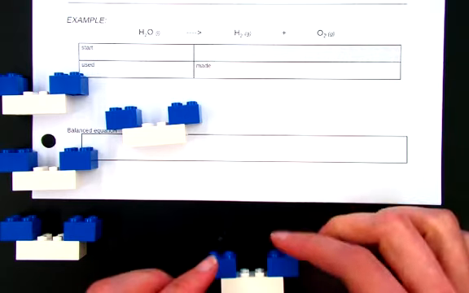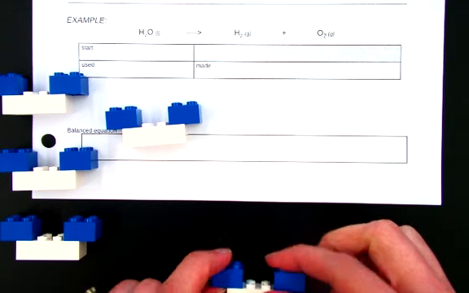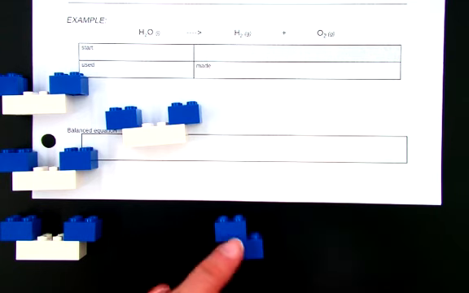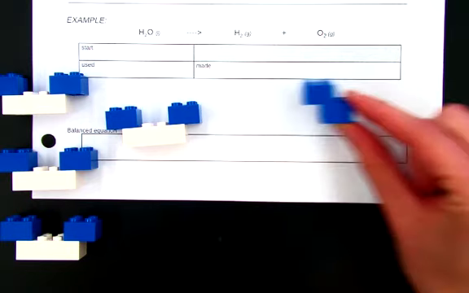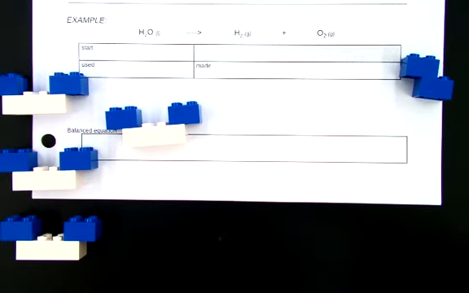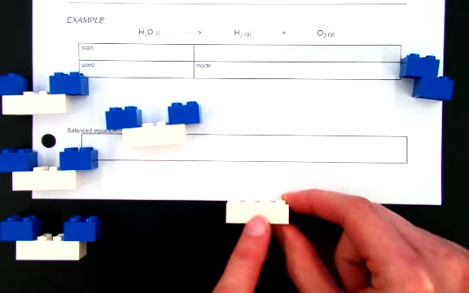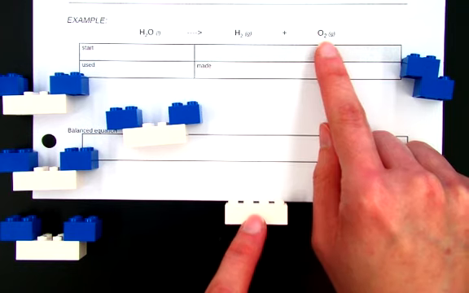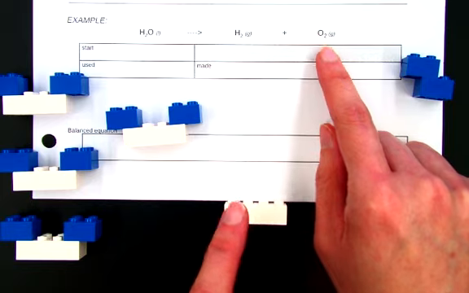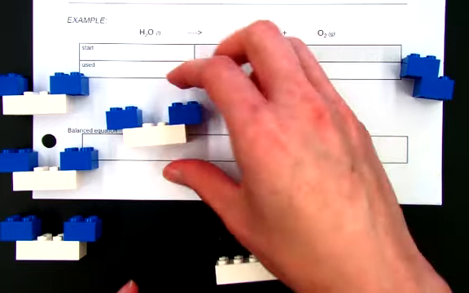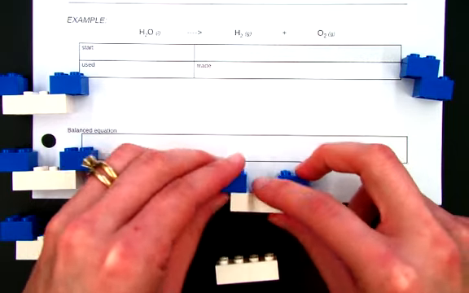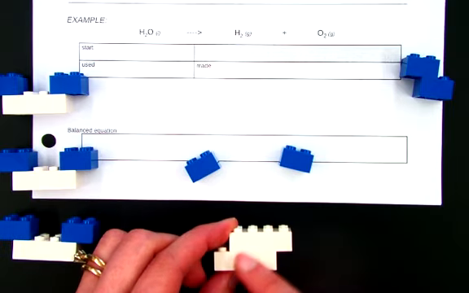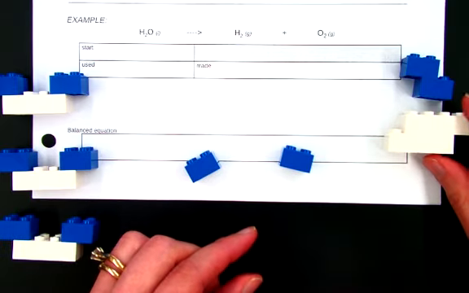Okay? In order to make H2, I need to take 2 blues. So I'm going to break apart this water and attach the 2 blue squares to each other. This is now H2. It's a product, so I'm going to put it over here. But do you see how I have this 1 oxygen block left over? This is not a whole product. Remember, my product is O2, not just O. So I need to take another water molecule, break it apart, and put it together. So now I have O2, and I can put this to the side.